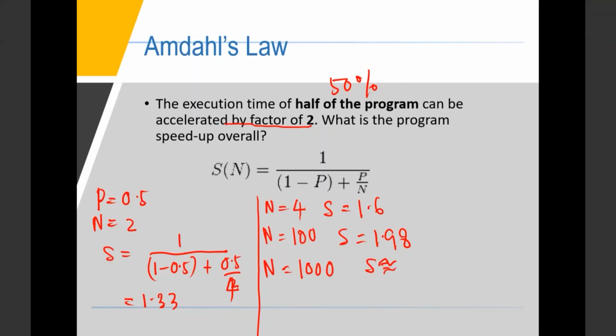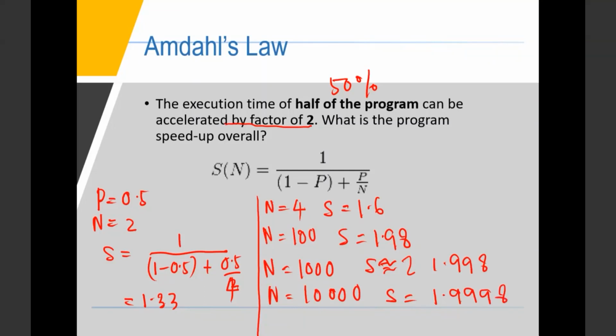Okay, 2. When you get 2, can you put it in decimal form? Okay, no need to round up. Okay, 1.998. So 1.998. And what happens if you add more, to 10,000 for example? Okay, what is your speed up? I assume that if 1000 is 1.998, then this one should be 1.9998 if not mistaken.